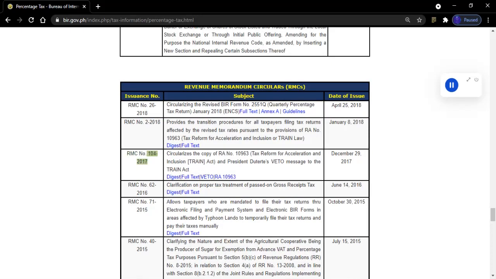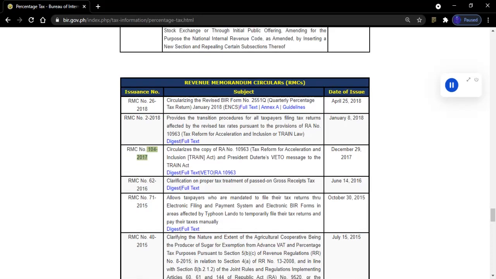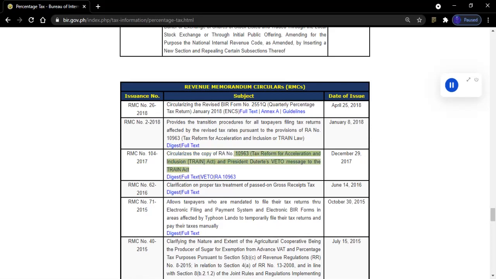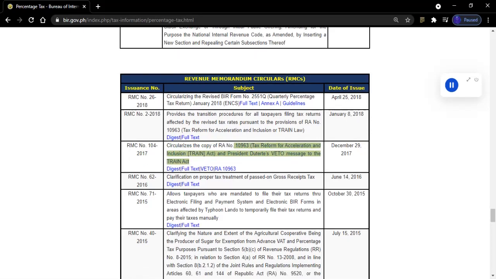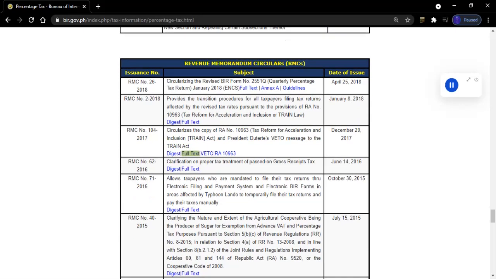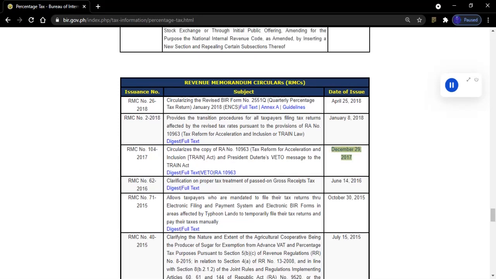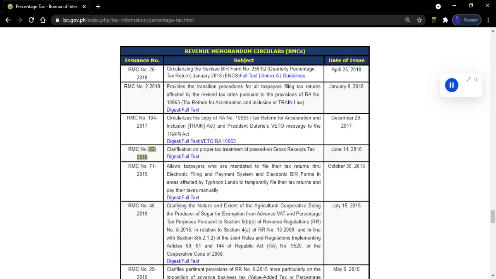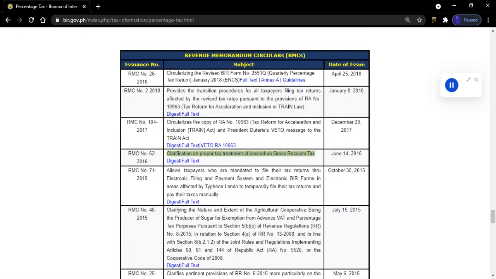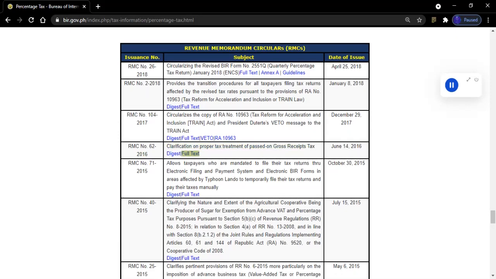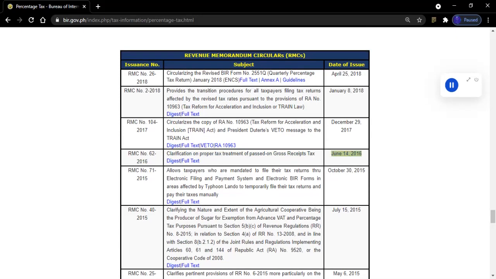RMC No. 104-2017. Circularizes the copy of RA No. 10963, Tax Reform for Acceleration and Inclusion, TRAIN Act, and President Duterte's veto message to the TRAIN Act. Digest, full text, veto. RA 10963. December 29, 2017. RMC No. 62-2016. Clarification on proper tax treatment of passed-on gross receipts tax. Digest, full text. June 14, 2016.